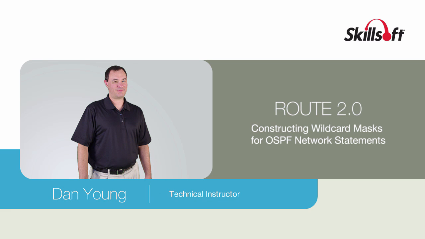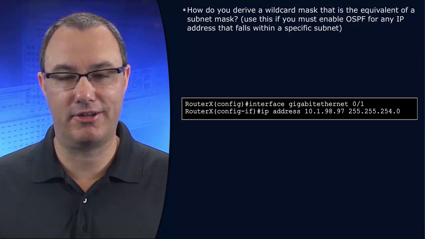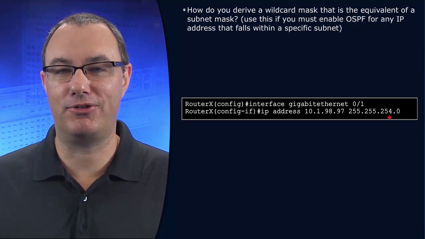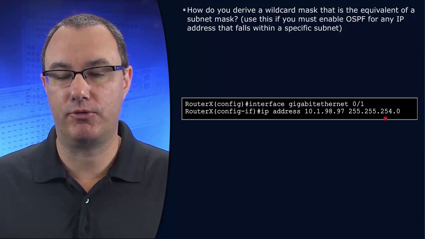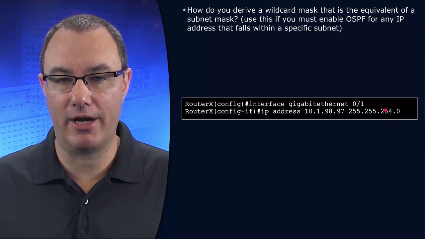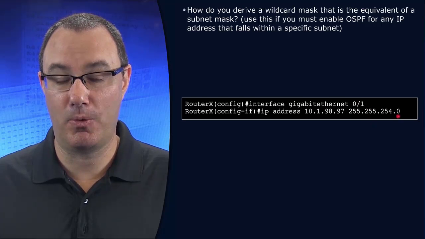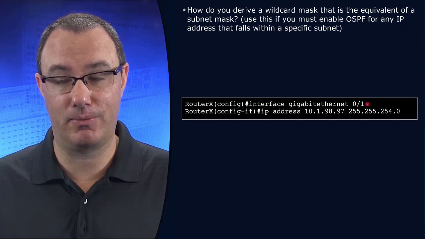We find subnet masks in many shapes and sizes. I'm not going to say all shapes and sizes, because effectively there are only so many that are practical. But let's say we were tasked with enabling OSPF for any interface in this subnet. Now, we're only going to have one interface in a given subnet on a router.